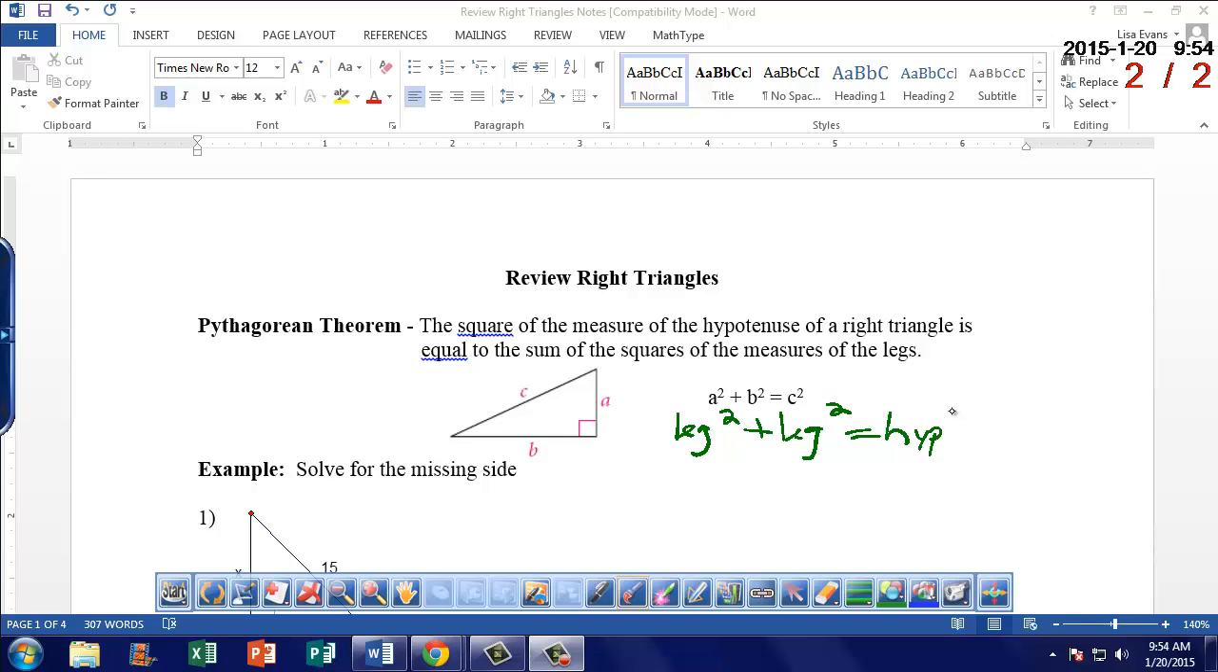Now, just to refresh your memory, the two sides that form the right angle are called the legs, and the side opposite the right angle, otherwise known as the longest side, is the hypotenuse. Okay, let's go ahead and try the first example.